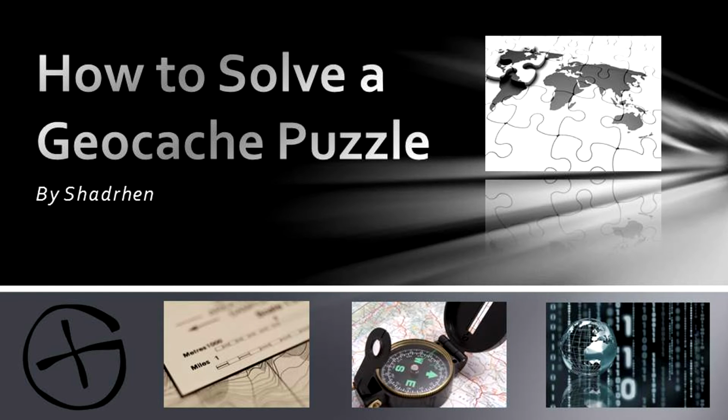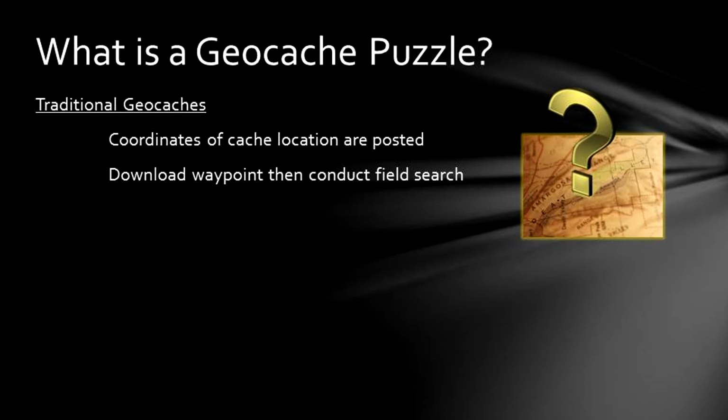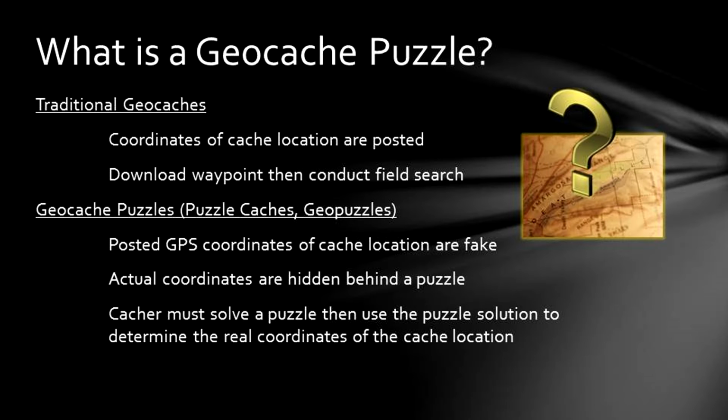Welcome, geocachers! This video is an introduction to solving cache puzzles. Traditional geocaches have their GPS coordinates posted on the cache page. Geocachers download the waypoint into a GPS unit and then conduct a field search for the hidden cache. A geocache puzzle, also called a puzzle cache or geopuzzle, hides the GPS coordinates of the cache.